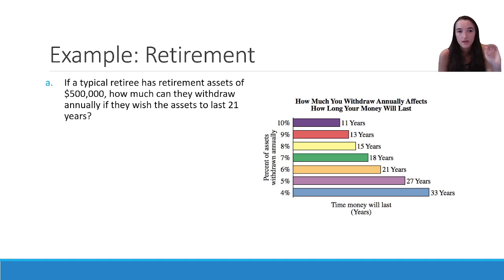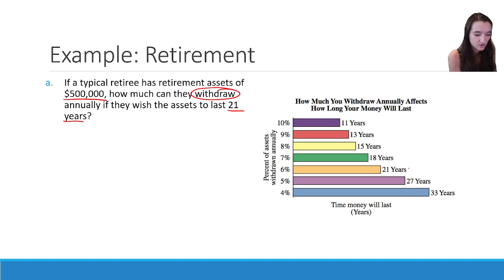Alright, here's our question. If a typical retiree has retirement assets of $500,000, how much can they withdraw annually if they wish the assets to last 21 years? In this problem, once again, we're going to underline the important numbers. 500,000, 21 years. How much can they withdraw annually is what we're looking for. The chart is where all of this comes from, so I want to look for what information in the chart relates to that.